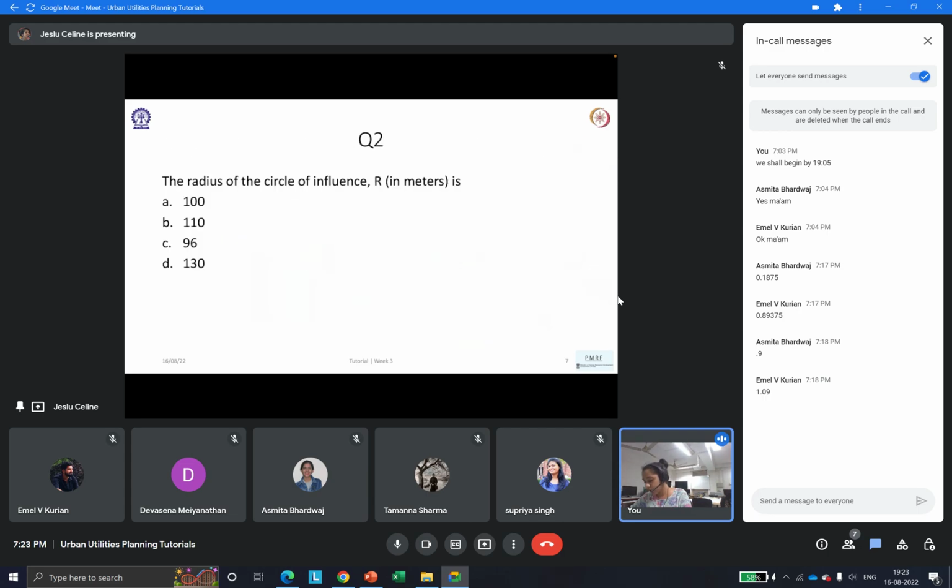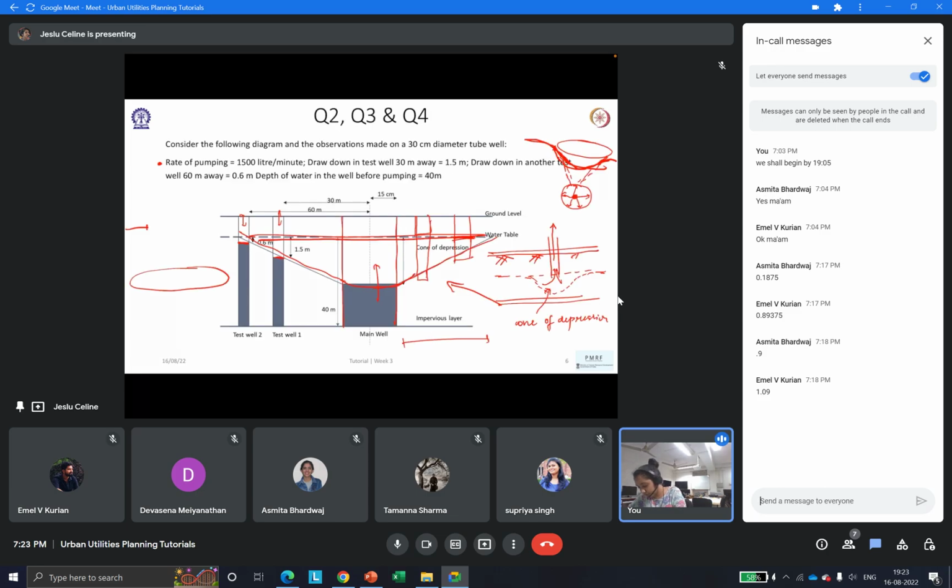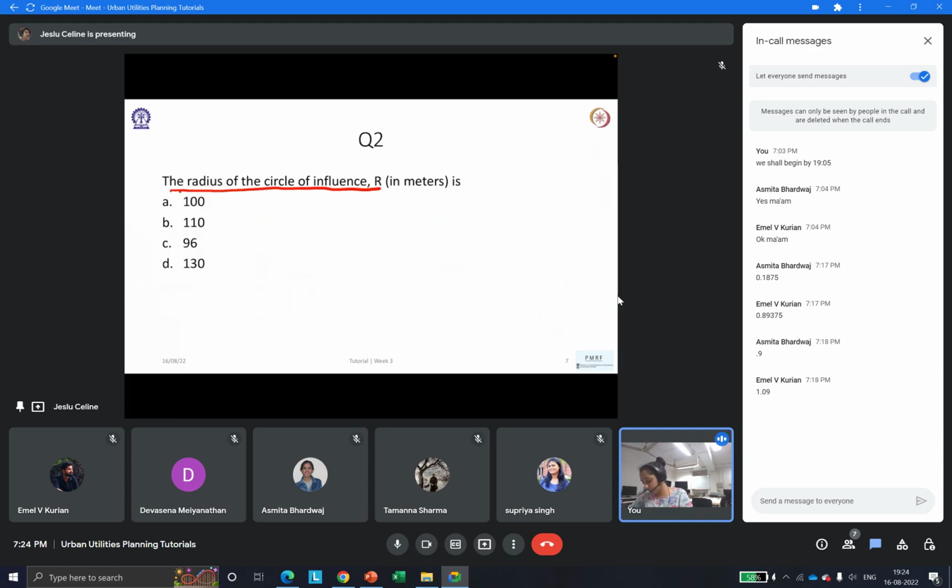So the first question is, what is the radius of the circle of influence, or R? As I was discussing, our radius of influence basically talks about this whole radius, that is, from which point the water table is starting to bend. That is denoted by capital R, and that is what we've been asked to find. We also have certain other distances where we have dug the tube well. At smaller radii again we have dug, but here we are asked to find what is R. So let's go back here and use some information which we have been given.